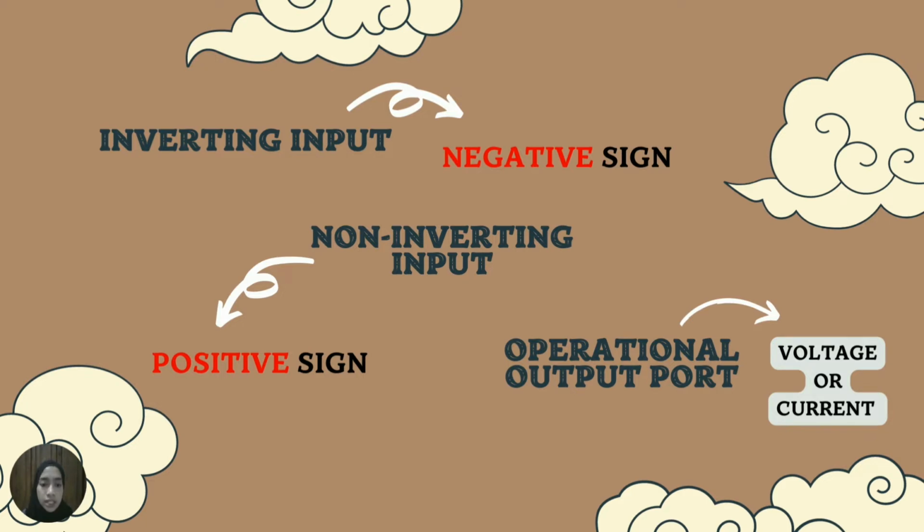four different classifications of operational amplifier gain. First, we have voltage in and voltage out. Second, we have current in and current out. Third, we have transconductance, which is voltage in and current out. The last one is transresistance, which is current in and voltage out. So that's all the introduction to operational amplifiers from me. Thank you.